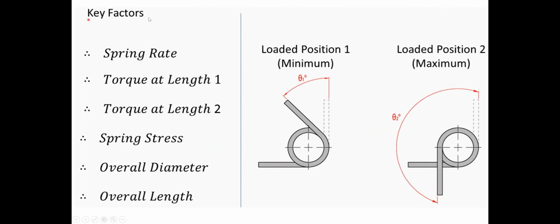So the key factors, as I mentioned previously, are the spring rate, the torque at length one or length two, the spring stress, the diameter, and the overall length.